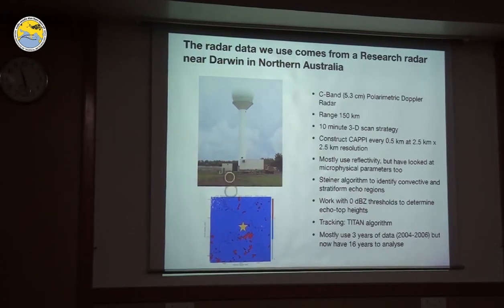We have a research radar. It looks a bit like a God's golf ball, I like to call it, right? It's like a golf ball, but it's on a T, and this is what it looks like. Its wavelength is 5 centimeters, so it really aims at detecting raindrops, not cloud drops. So we're seeing mostly raindrops.